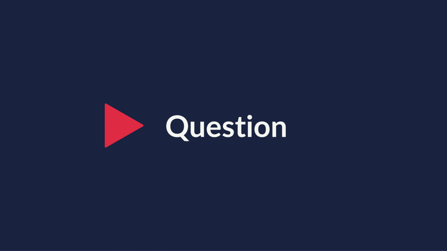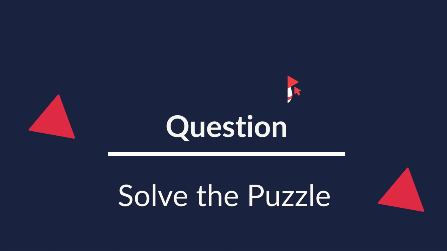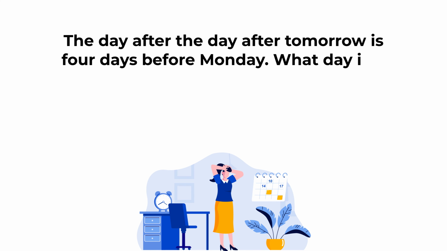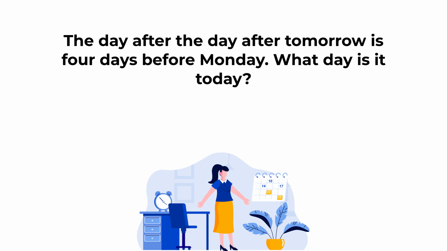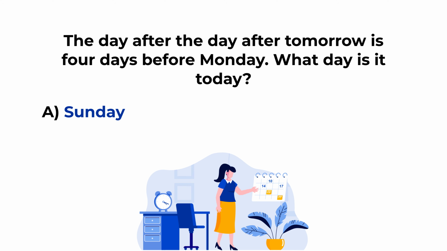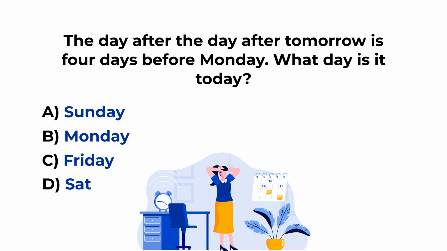Here's the cool question, which tests your ability to quickly come up with the answers. The day after tomorrow is 4 days before Monday. What day is it today? And you have 4 different choices. Choice A, Sunday. Choice B, Monday. Choice C, Friday. And choice D, Saturday.